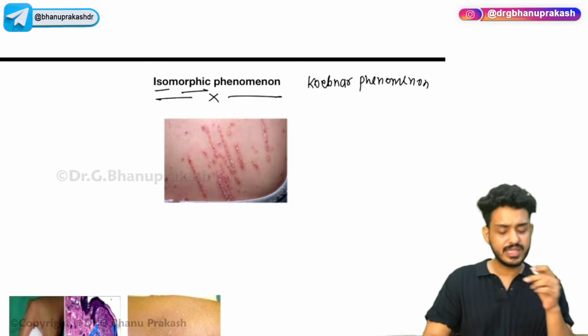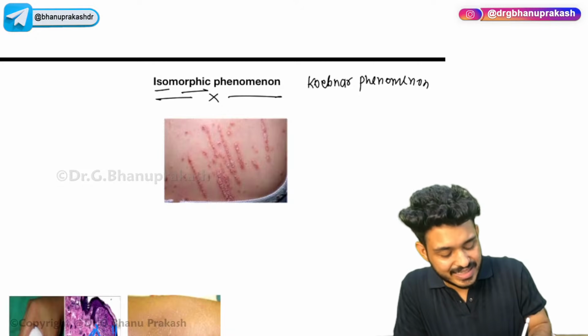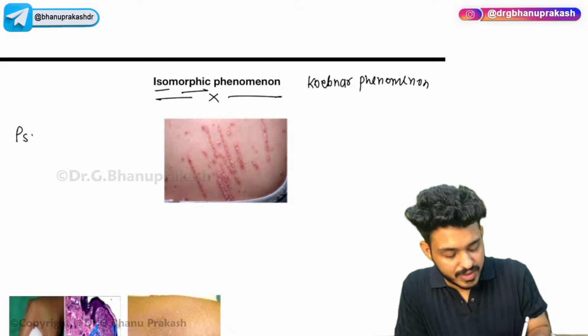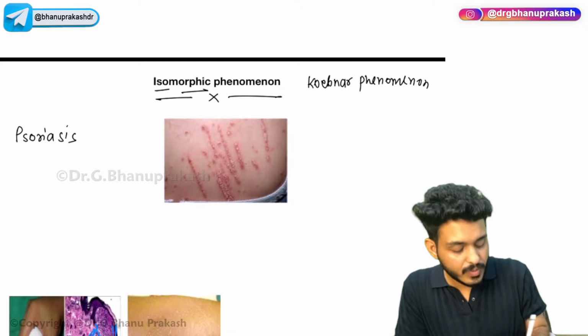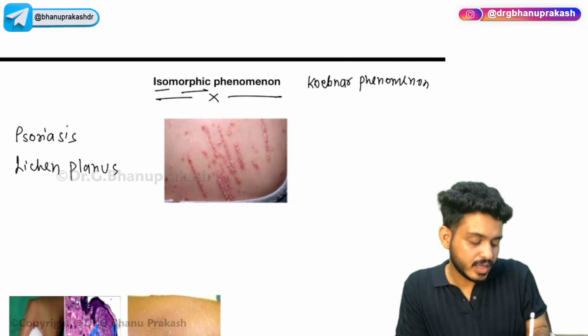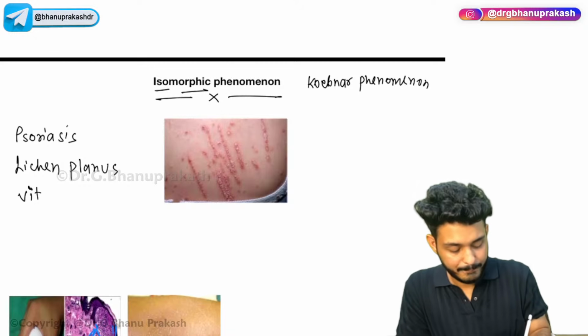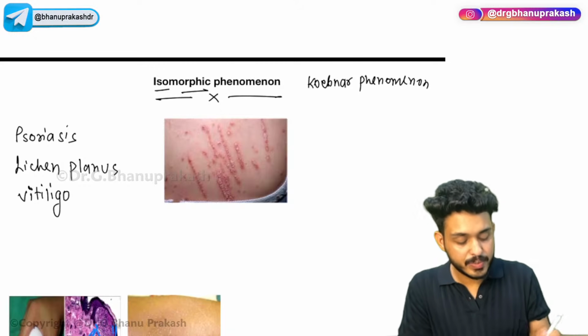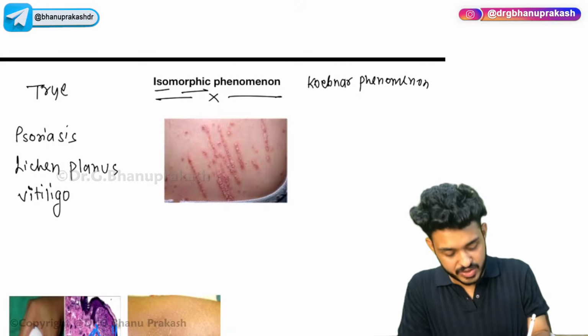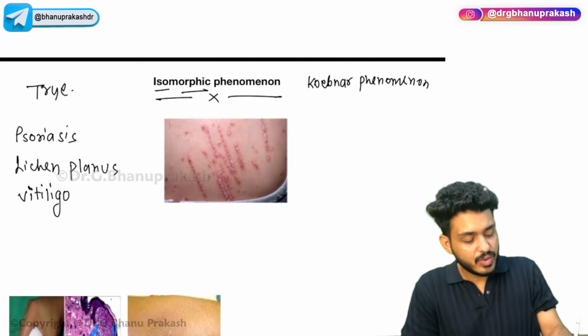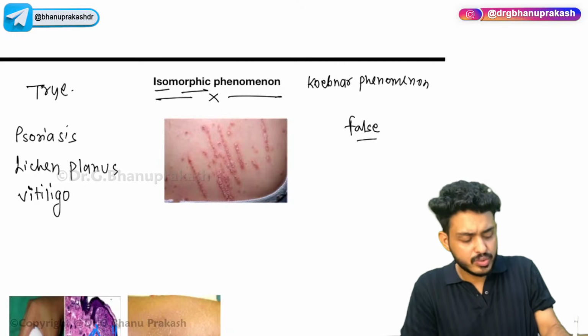Sir, where can you see these type of lesions? In three diseases. Your first one is psoriasis, second one is lichen planus, and third one is vitiligo. So these are the diseases that would show you true Koebnerization. Okay, true Koebnerization. Sir, what is false Koebnerization or pseudo Koebnerization?